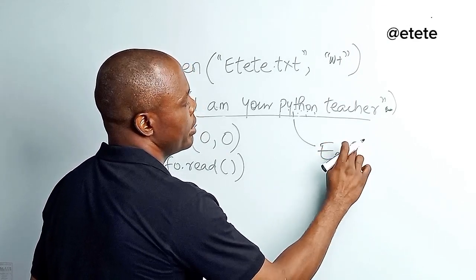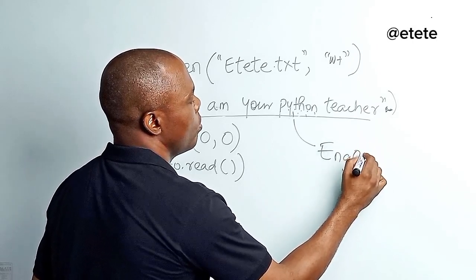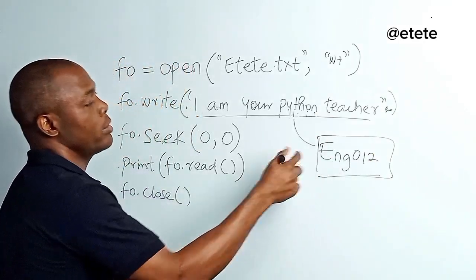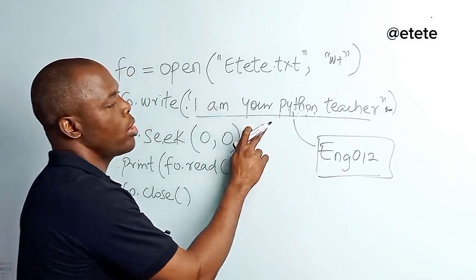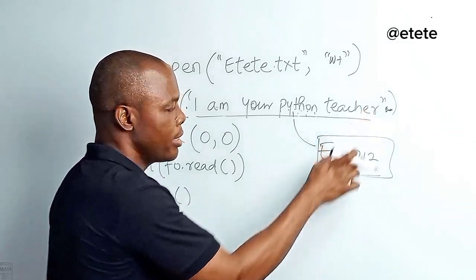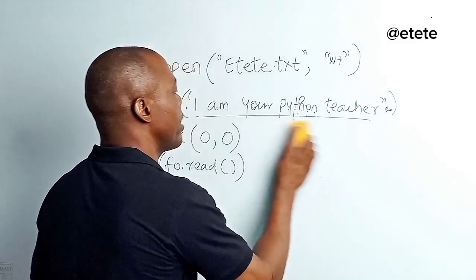1, 2, 3. Let's just say 0, 1, 2. This doesn't mean anything, but I just want to replace this with this, right? So I will say I am your English 0, 1, 2 teacher. That is what I want to do. So how do I write a program to achieve that?